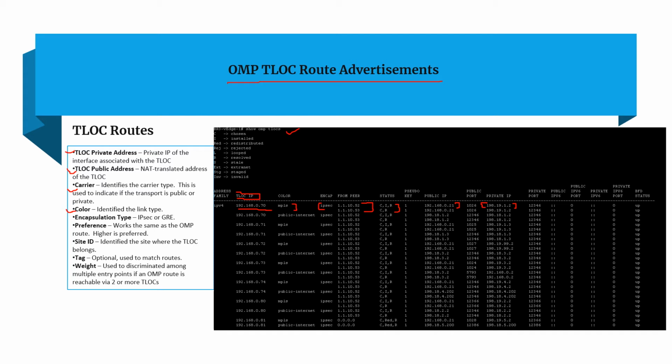Very similarly, if I take a look at the public internet, I can see my public IP address and my private IP address are both the same. That tells you that this is a static public IP address being used on an interface which is configured with the color public internet. Now we see there's a public port and a private port. I'm not using IPv6, so I don't see any entry. And at last, I see the BFD state is up.